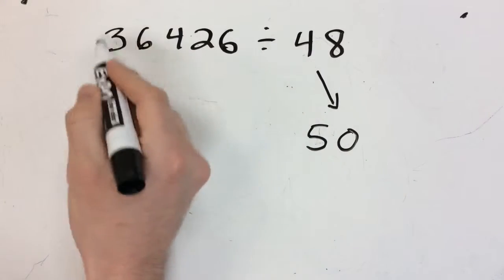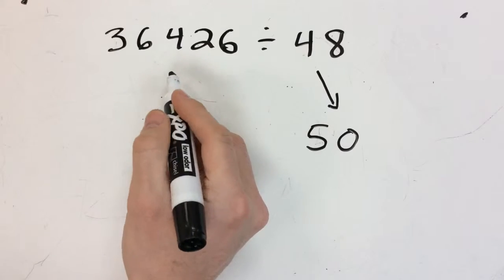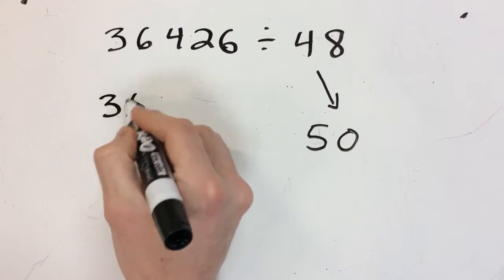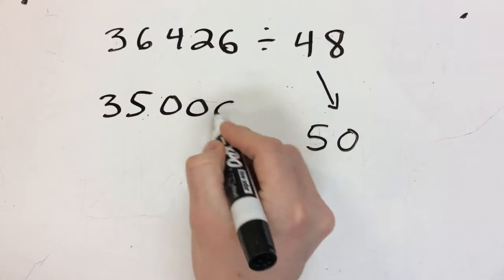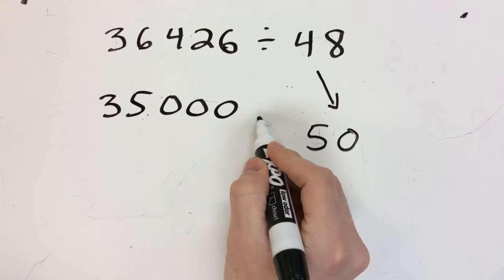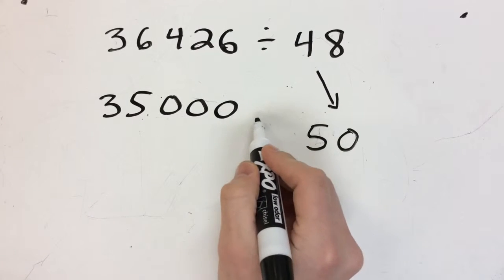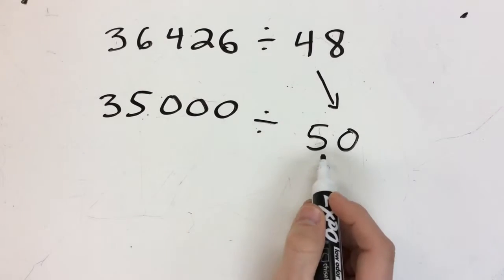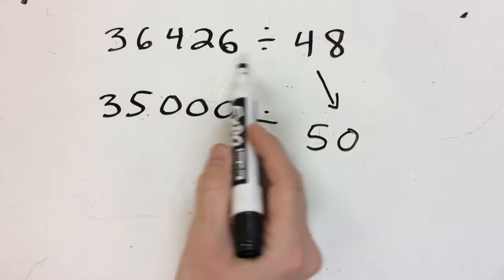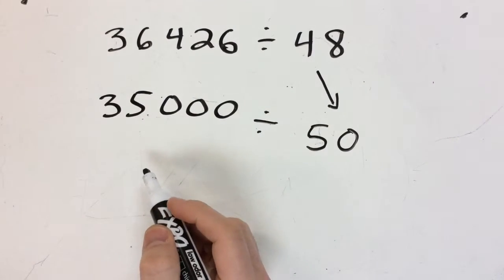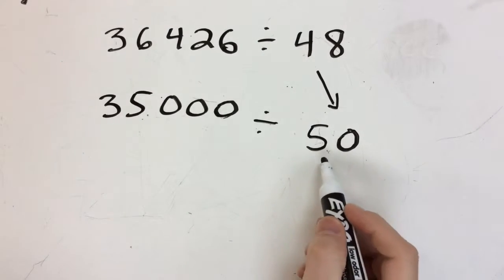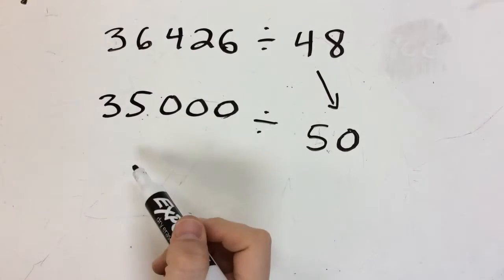I rewrite 36,426 as 35,000. And now I have a new division problem. 35,000 divided by 50, and the answer to that will be very close to the answer to my original. So how many times does 50 go into 35,000?